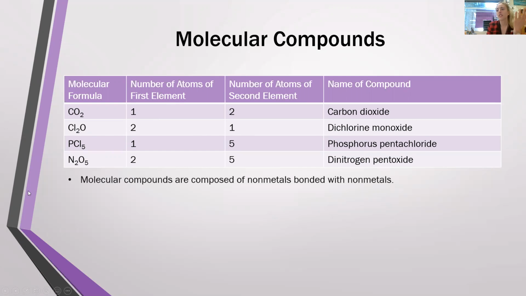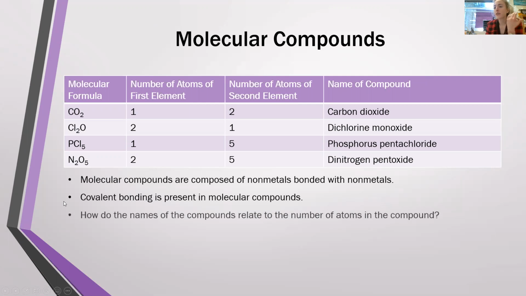So with this, we see molecular compounds are composed of nonmetals bound to nonmetals. And if we think about what types of bonds are nonmetals bound to nonmetals, we know that those are covalent compounds. So when we talk about molecular compounds, we're talking about covalently bound compounds.